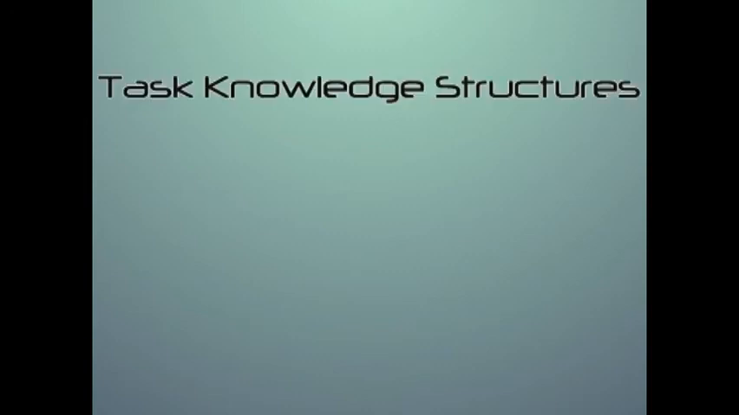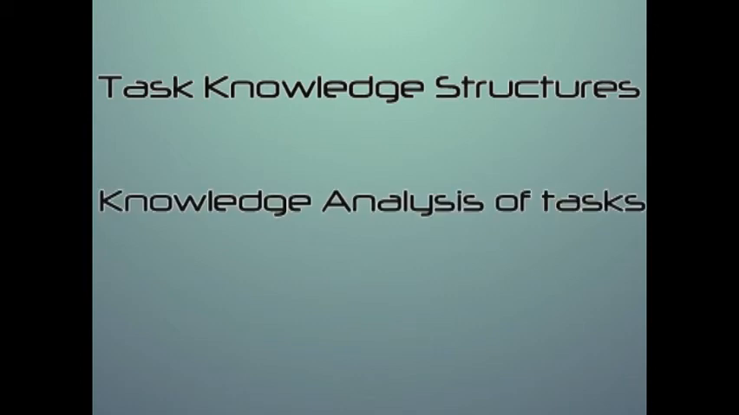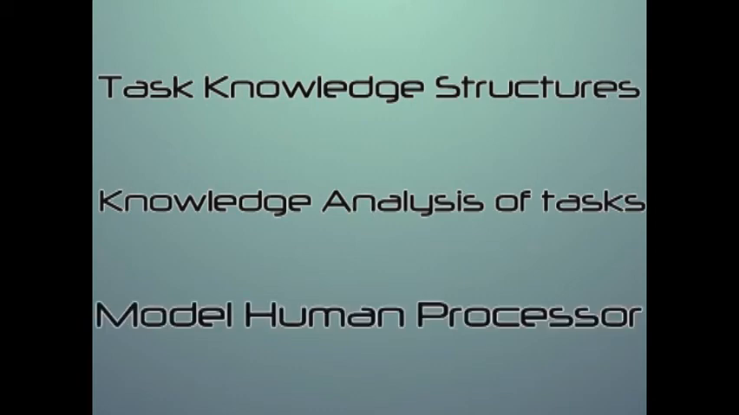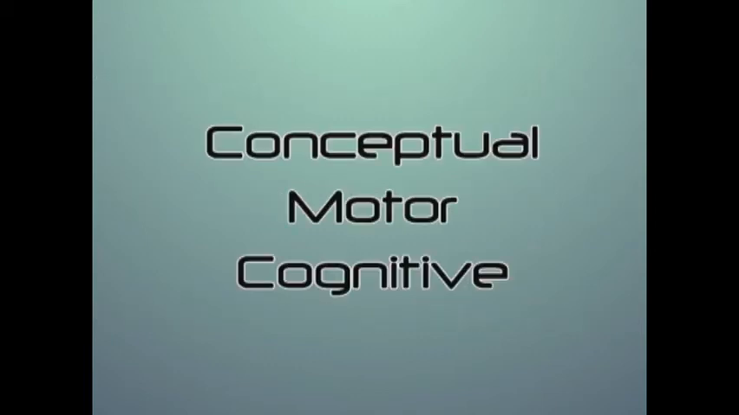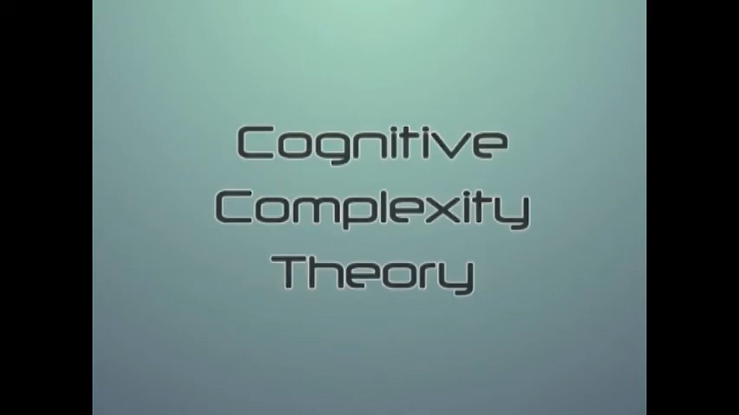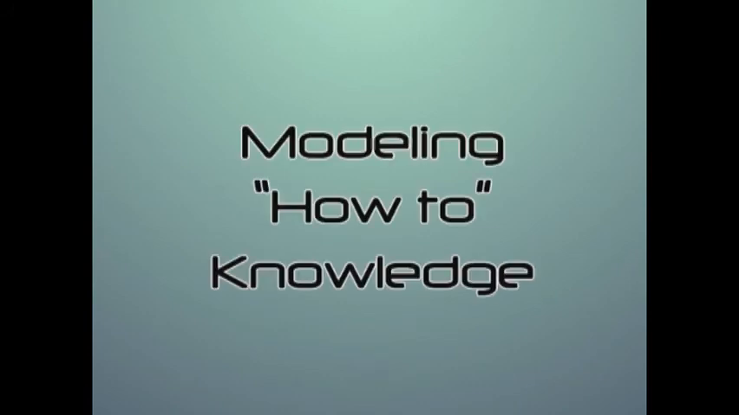Techniques that are used during cognitive task analysis are task knowledge structures, which assumes that as people learn and perform tasks, they develop knowledge structures. Knowledge analysis of tasks, which identifies the elements of knowledge represented in a task knowledge structure. Model human processor, which states that the psychological model of humans involves 3 interacting systems: perceptual, motor, cognitive. Each system has its own memory and processor. And cognitive complexity theory.